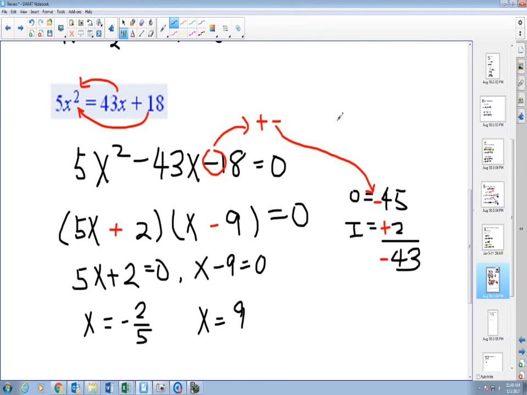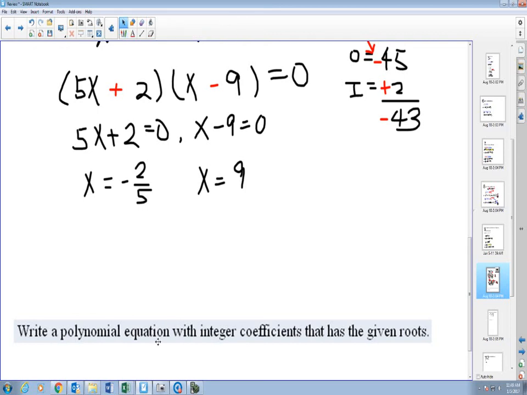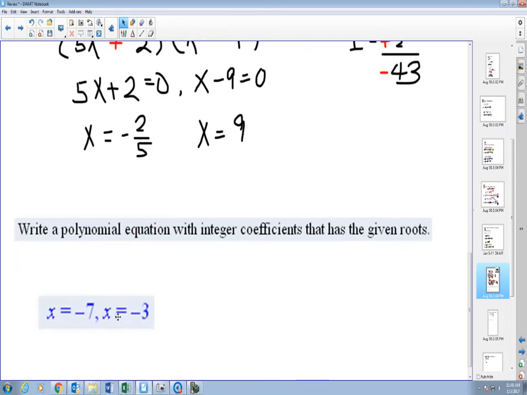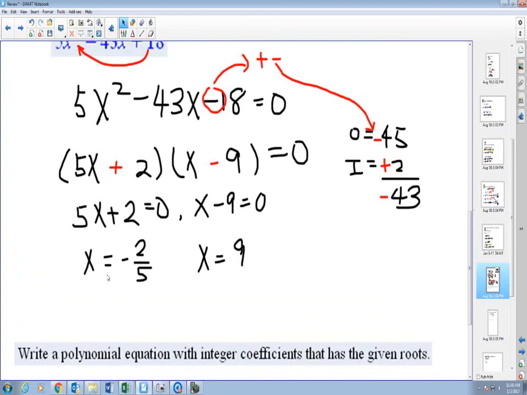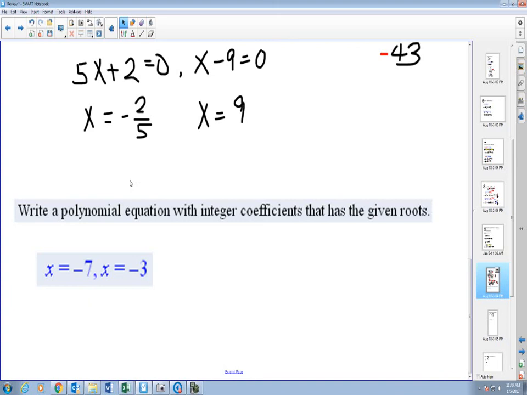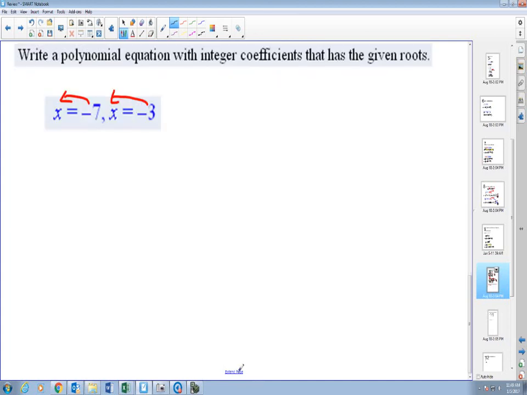Now the next problem is actually doing everything we just did backwards. Writing the polynomial equation with an integer coefficient. So basically I'm giving you the answers at the very bottom. We need to work our way back to the top, having the original polynomial. So the way you do it is actually do everything backwards by moving your answer back to the left side. Alright, so that will give you x plus 7 equal to 0 and x plus 3 equal to 0.